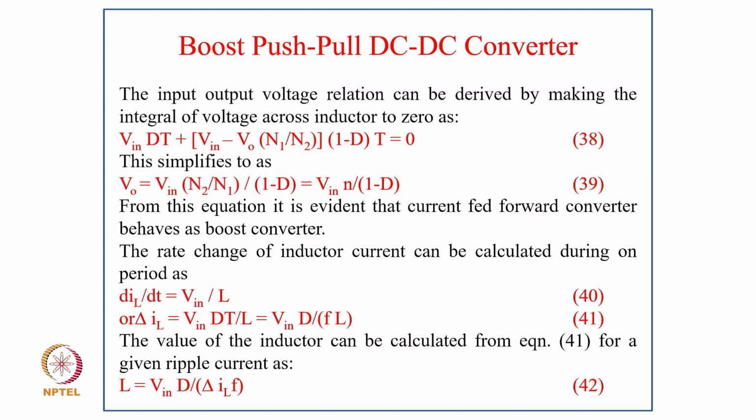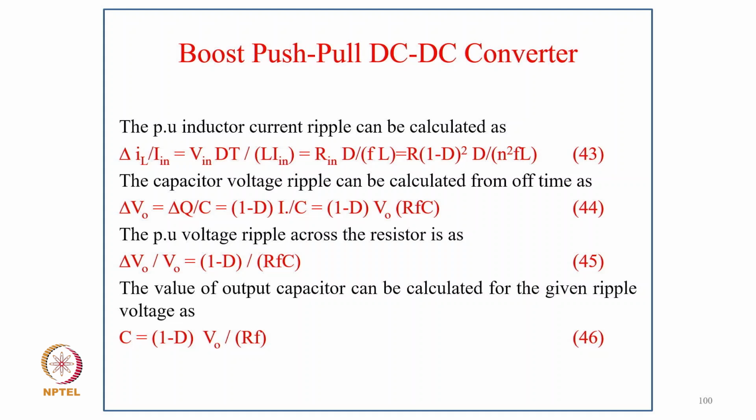The value of the inductor can be calculated for a given ripple: L equals Vin D upon delta IL into F. So the per unit inductor current ripple can be calculated: delta IL upon Iin equals Vin delta T upon L Iin, that is equal to R in D upon FL, and equal to R (1 minus D) squared D upon N squared FL.